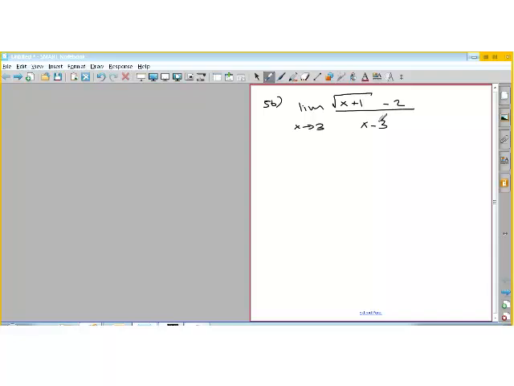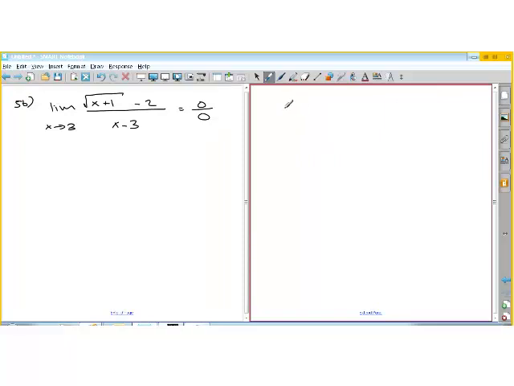So we're not just doing it as something to keep us happy. Anyway, if you plug in x equals 3, you'll get 3 plus 1, which is 4. The square root of 4 is 2, so you get 2 minus 2. And if you plug in 3, 3 minus 3 is 0. So if you do that, you get 0 over 0. So it is indeterminate.